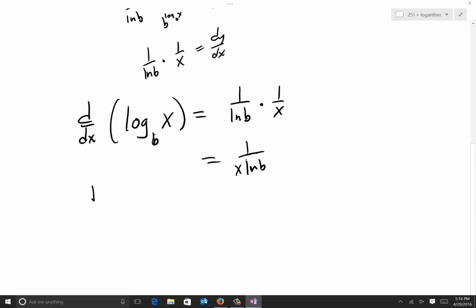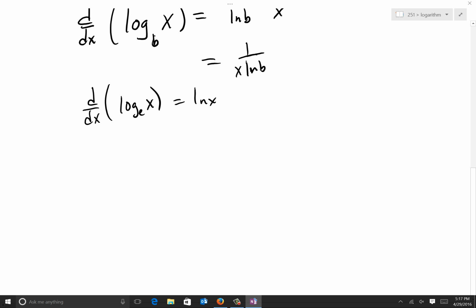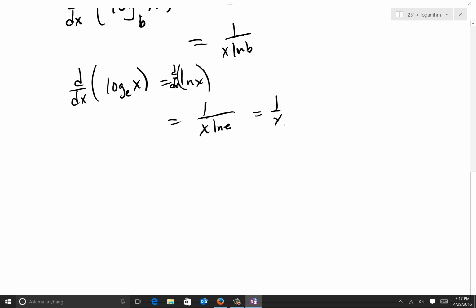But wait a minute, what if it's the log base e? Well, the log base e is also known as the ln of x, right? But anyway, if you think about it, it actually follows the rule as well. It's 1 over x and then times 1 over the ln of the base, which is the ln of e. And the ln of e, of course, as we all know, is 1. Okay?